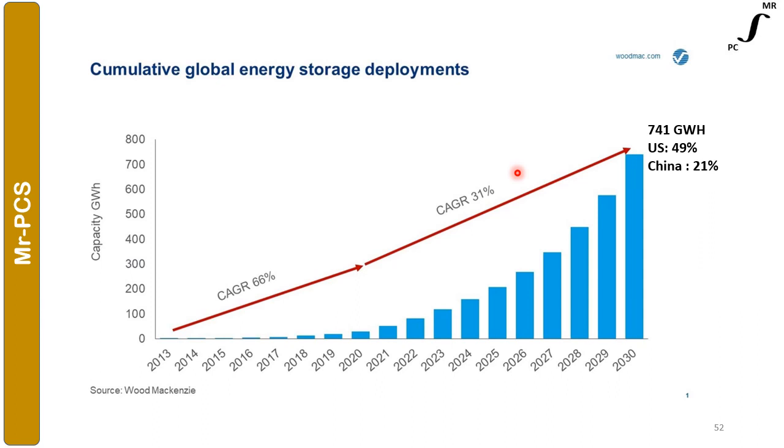The battery storage market forecast is as shown in this slide. As per Wood Mackenzie, global energy storage capacity could grow at compound annual growth rate CAGR of 31% to 741 gigawatt hour of cumulative capacity by year 2030. Front of the meter will continue to dominate annual deployment and will account for up to 70% of annual total capacity addition by the end of decade.